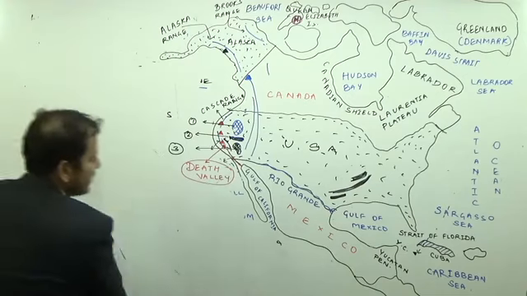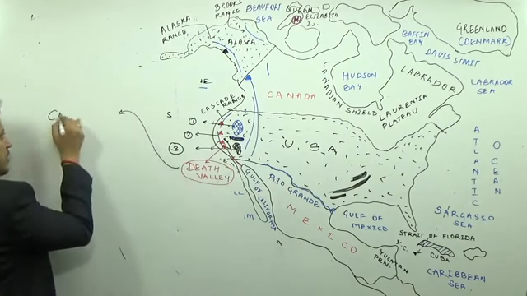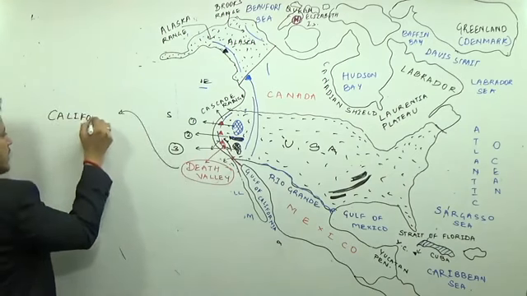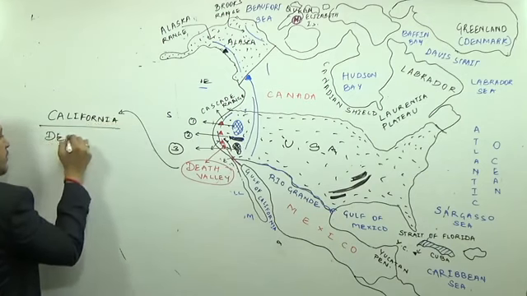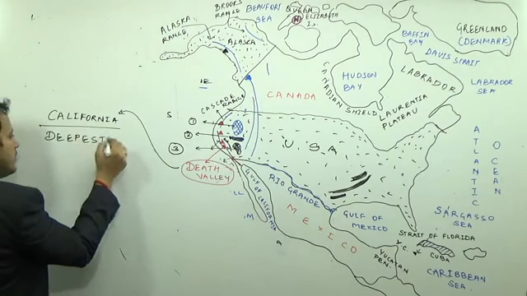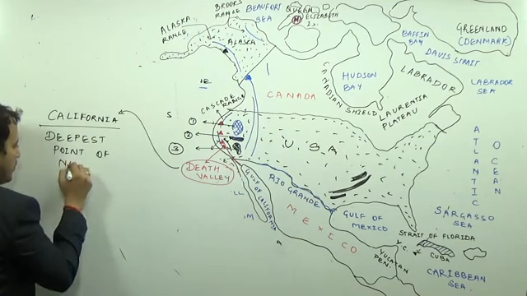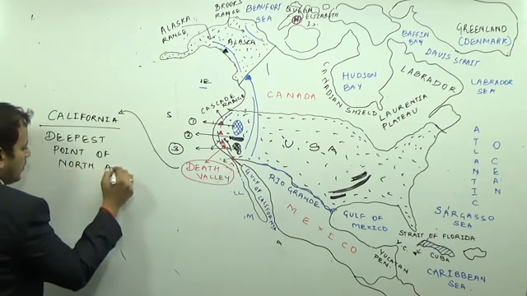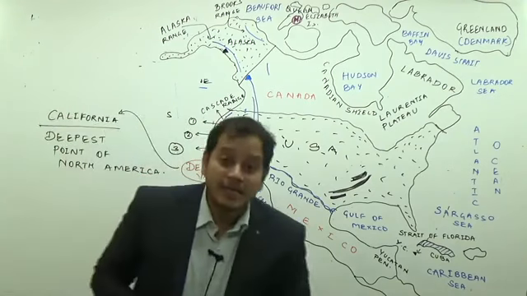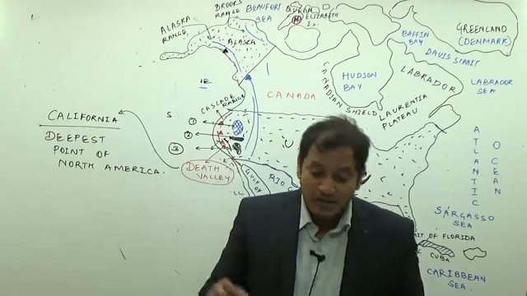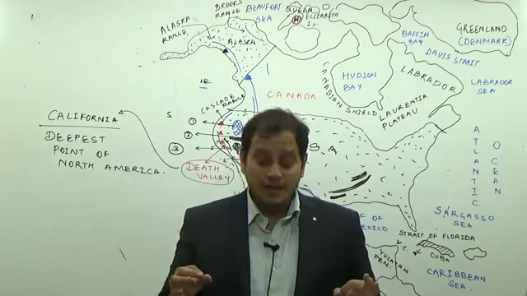What is the Death Valley? In which state? Death Valley is located in California. It is the deepest point of North America, and the highest temperatures are located here. It is one of the deepest points in the world, and it is the lowest point of North America. So, the Death Valley of California.